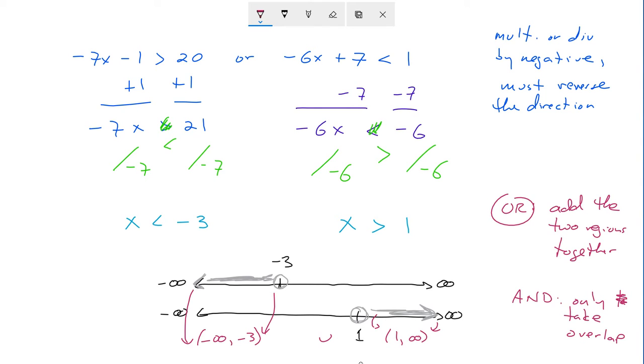Okay? Now, what if it was an AND? If this problem said AND, which it does not, but if it did, the answer would be does not exist because there's no overlap. You would only take the overlap. So I kind of like this number line method. Let me try another problem.